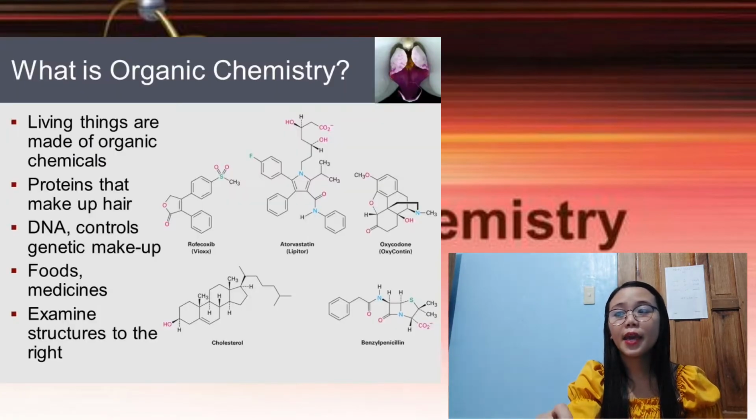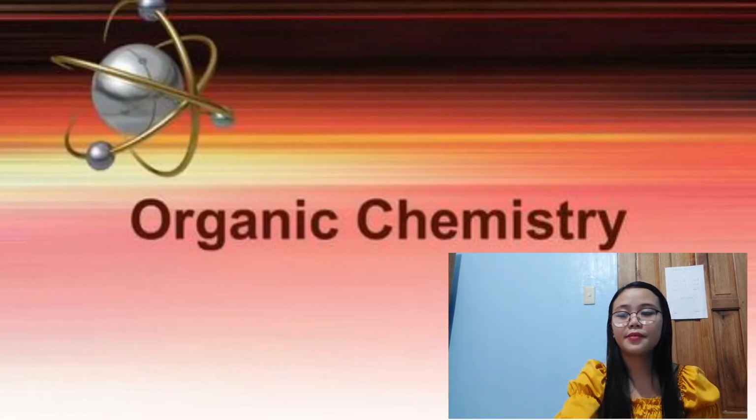Again, organic chemistry includes living things, which are made of organic chemicals: proteins that make up hair, DNA that controls genetic makeup, foods, and medicines. Examine the structures to the right. Okay.